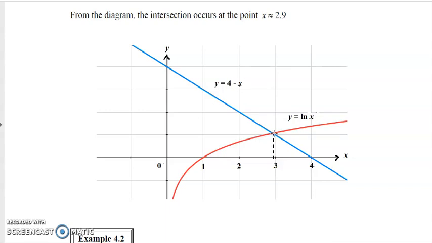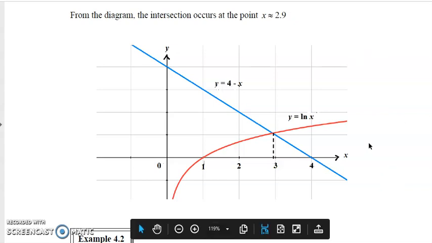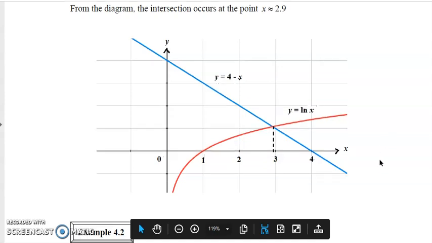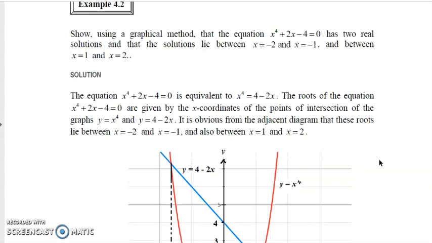Then if you look here, we have one intersection point, which is approximately, you can see from here, not exact, but approximately 2.9. So this is the solution by using the graphical method. That's why you need to know how to sketch a graph. You already learned that before in the first semester. So let's proceed to the next example.